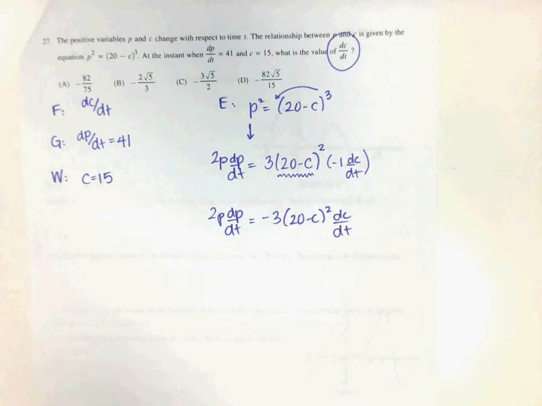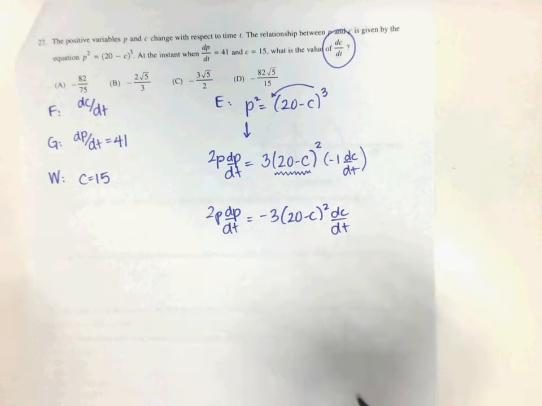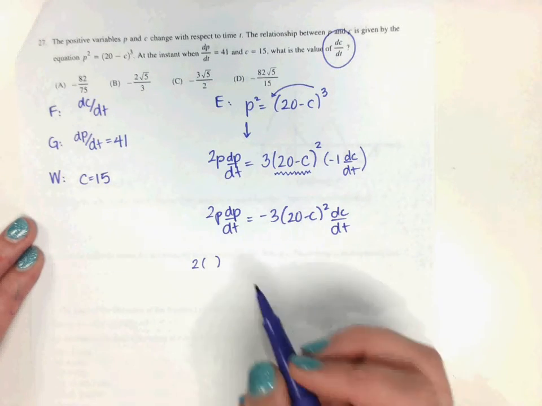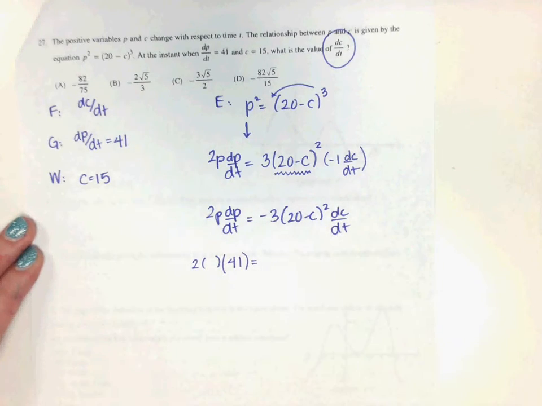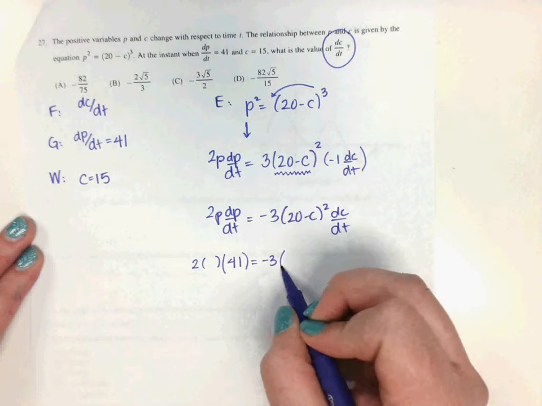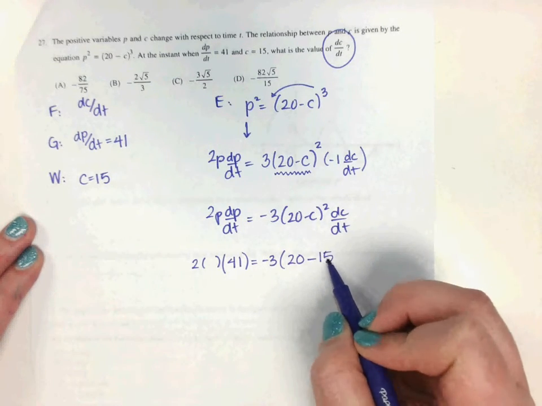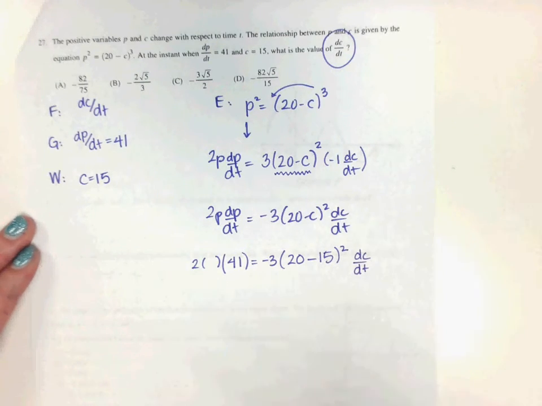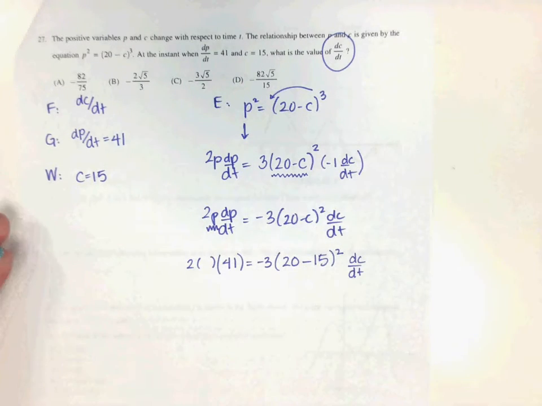Okay, now, before I start plugging in, let's make sure we have everything. 2p, do I know p? So I'm going to leave a little space for it. Do I know dP/dt? What is it? 41. Negative 3 times 20 minus, what's my C value? 15 squared, and then dC/dt I'm not supposed to know, because that's what I'm trying to solve for in the first place. The problem, though, is that this P, I can't just leave that blank.